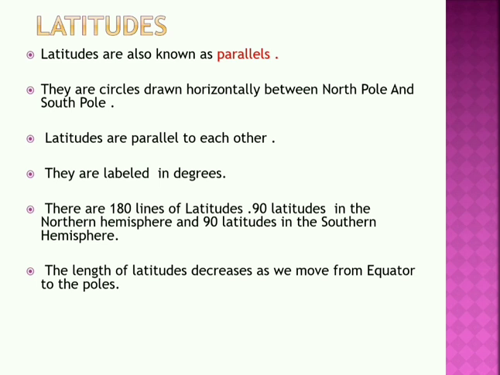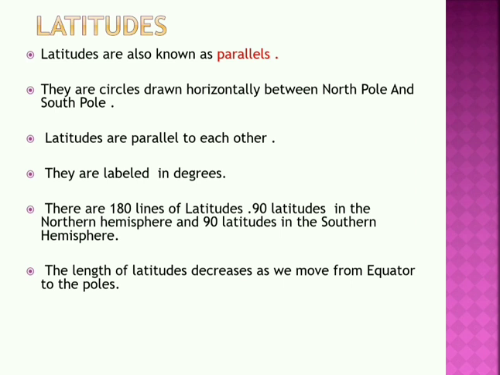They are circles drawn horizontally between North Pole and South Pole. So these latitudes are horizontal lines which run along the globe, and they are drawn between North Pole and South Pole. Latitudes are parallel to each other. They are labeled in degrees.